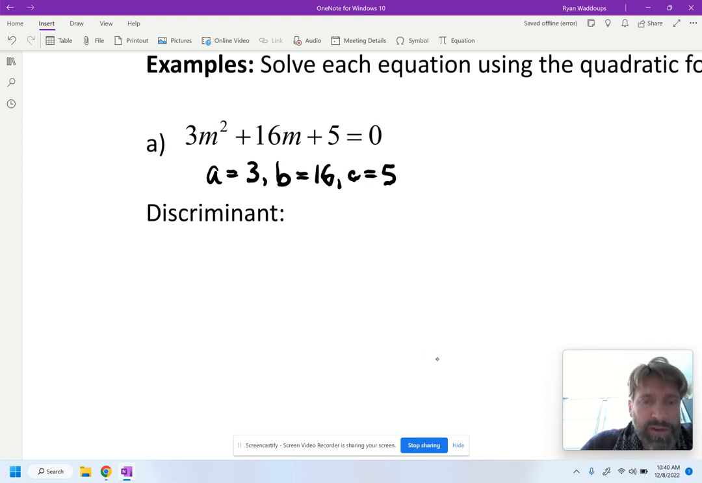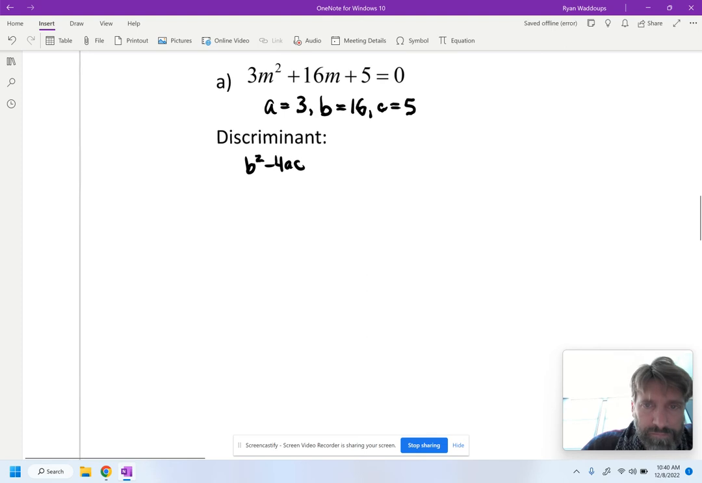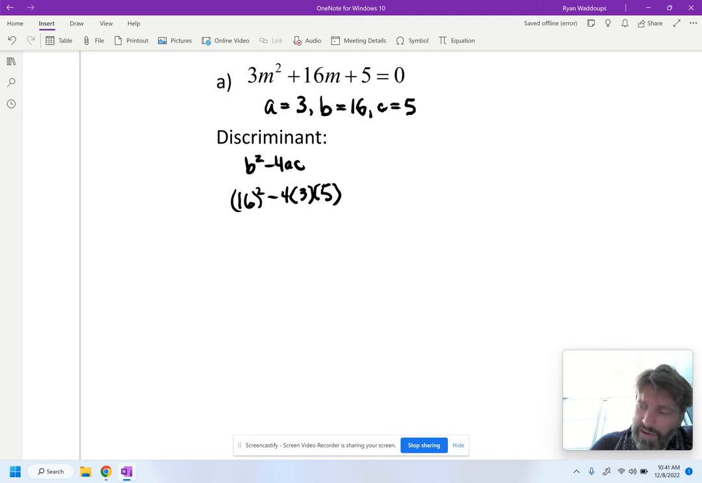And so the discriminant is b squared minus 4ac. We put b, which is 16, squared, minus 4 times a, and a is 3, times c, and c is 5. And if you just put this in your calculator, you get 196.